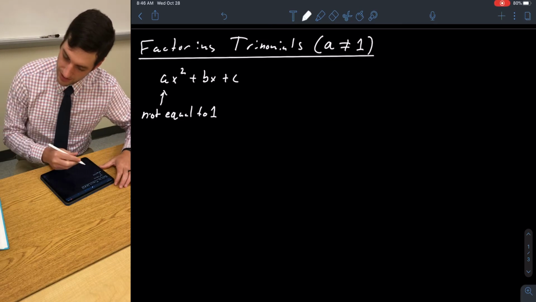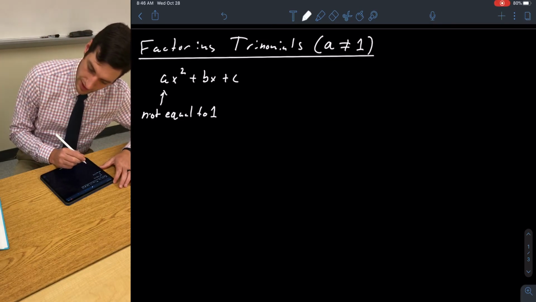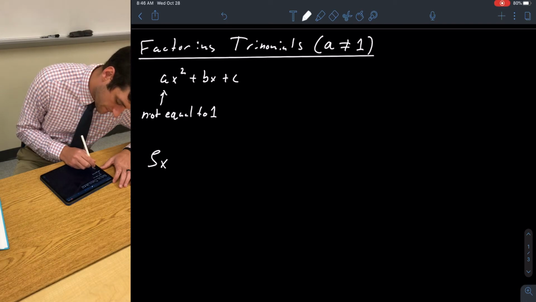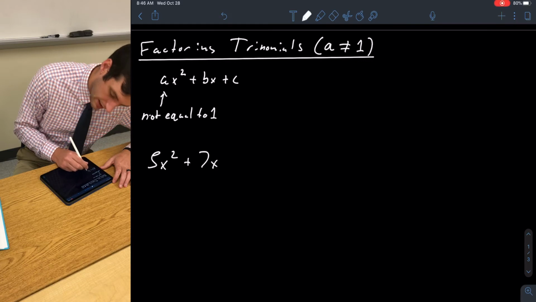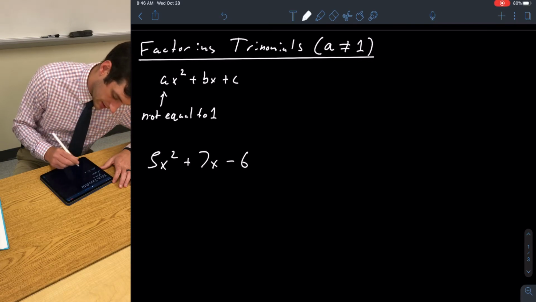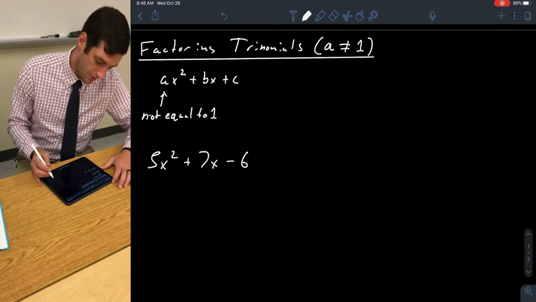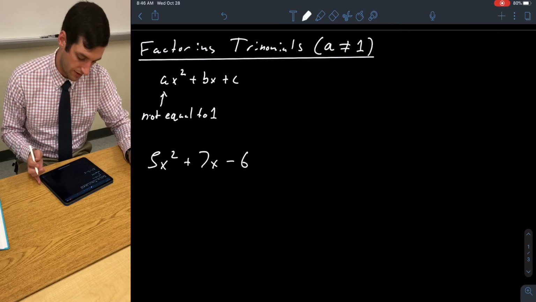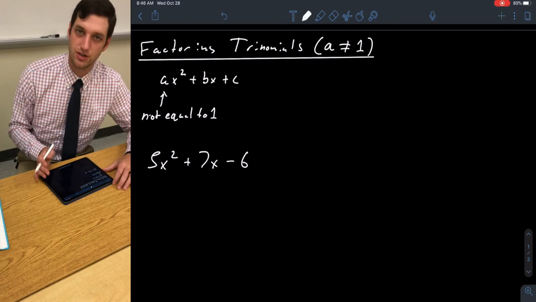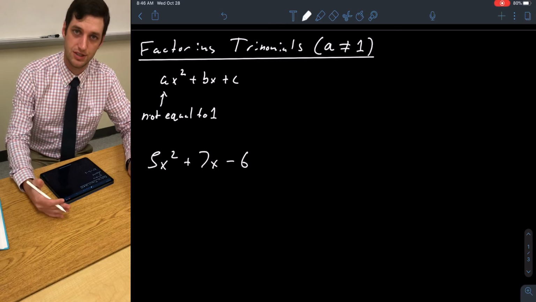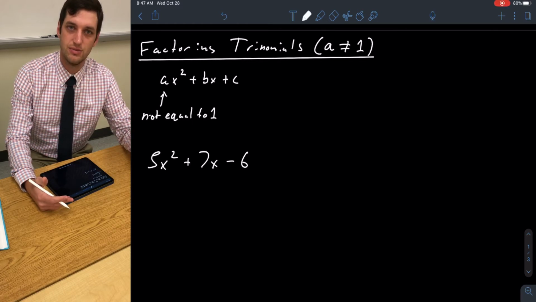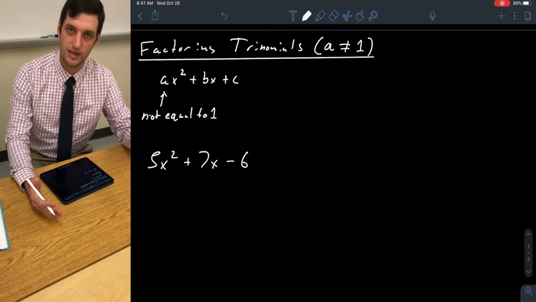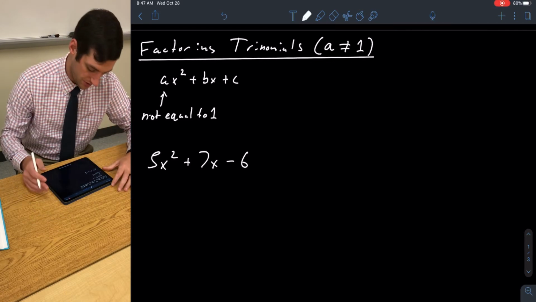All right, so now we're going to do 5x squared plus 7x minus 6. And I'm pretty sure that all of you have done this at one point or another, but we're going to make sure. All right, so this is how I was taught to do it. There are other ways out there to figure this out, but this is the way that I was taught to do it, and this is the way that I'm going to teach you to do it.